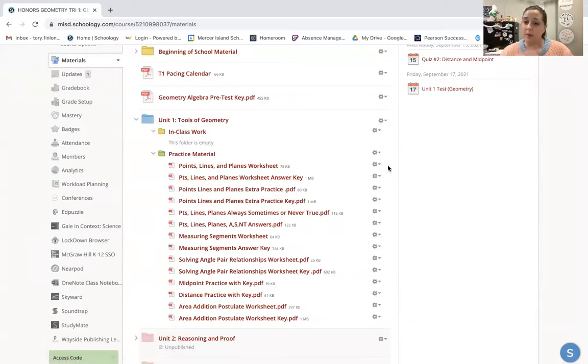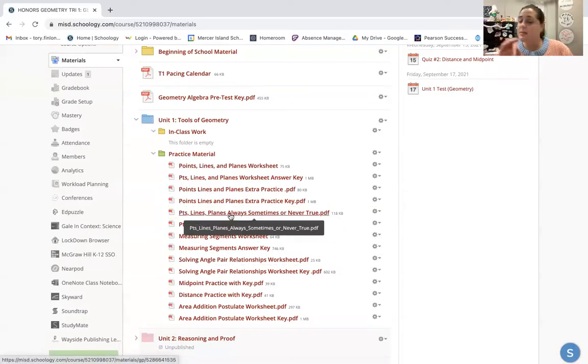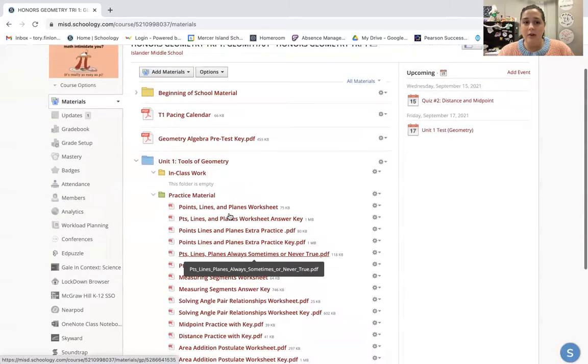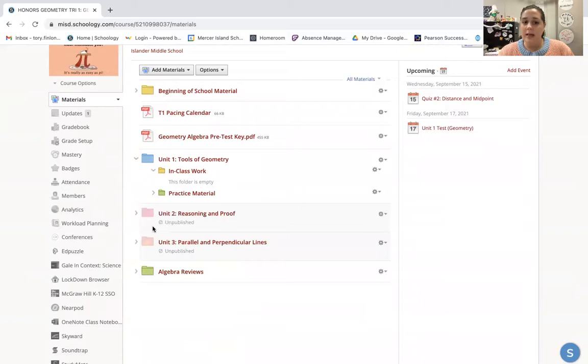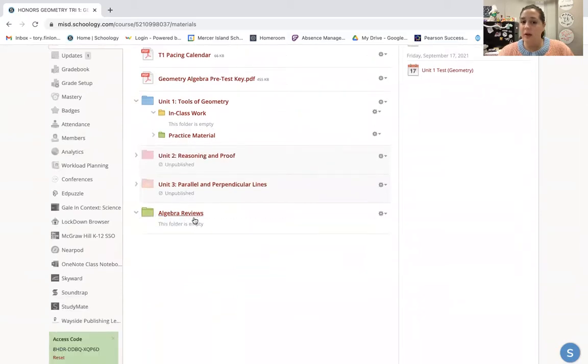So on days where we do maybe a little bit of practice incorporated into our notes, but not any additional worksheets or assignments, I would always suggest students go home, find that corresponding practice material, and maybe do a couple problems from it. They don't need to do the whole thing, but if they're struggling with these always, sometimes, or never true questions, they could open that up and try that. So those are there for students. When we get into algebra reviews, this folder will also have the algebra reviews.